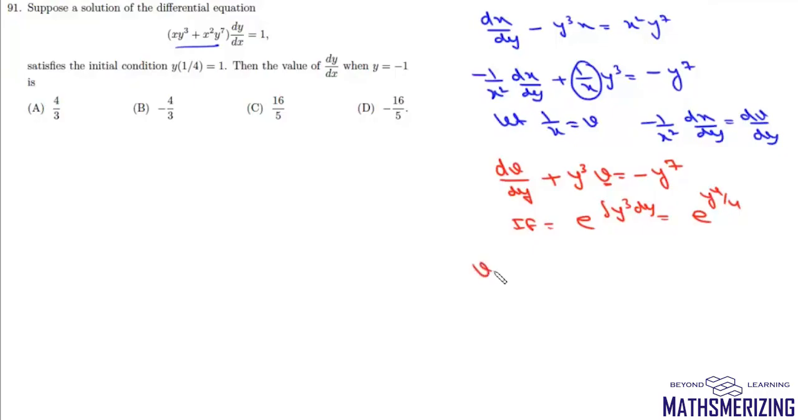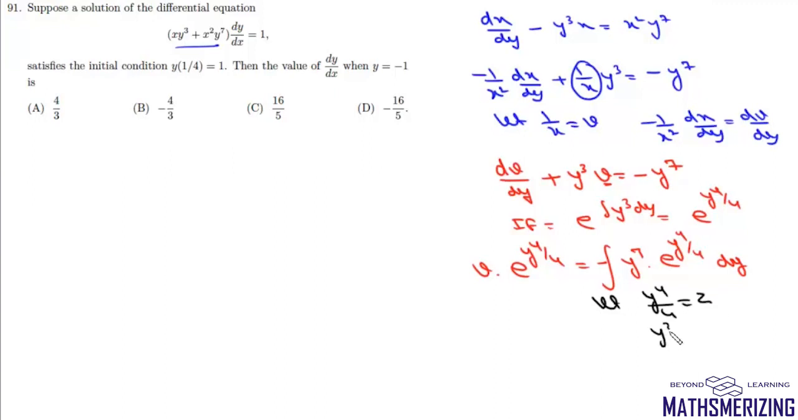So we can write this solution as v into e to the power y to the power 4 upon 4, and then this integral minus y to the power 7 into e to the power y to the power 4 upon 4 into dy. Now we'll need to solve this integral. So what we'll do is we'll let y to the power 4 upon 4 as z, then y cube dy will be dz.